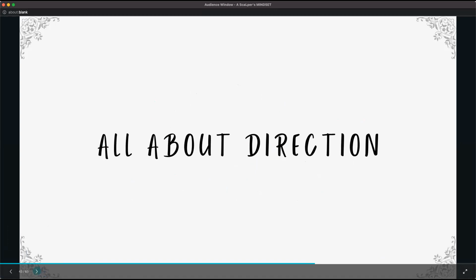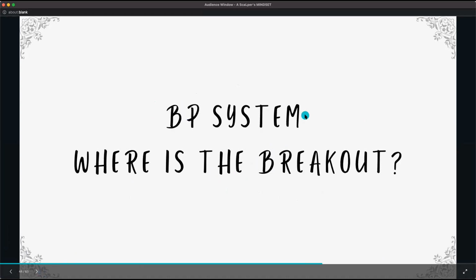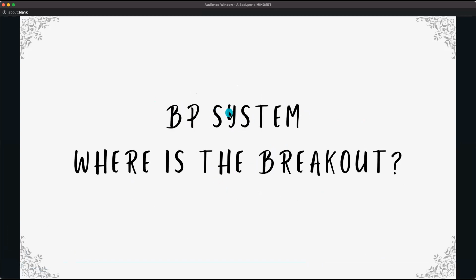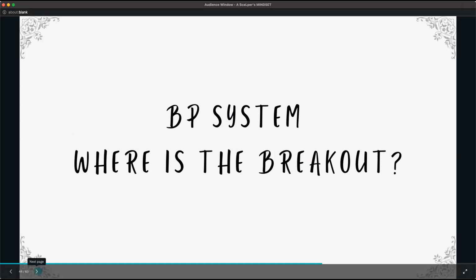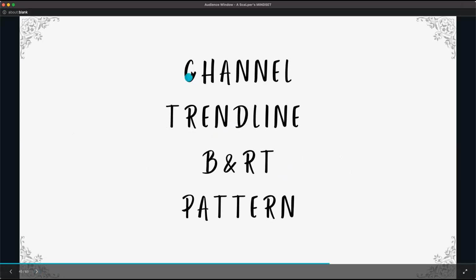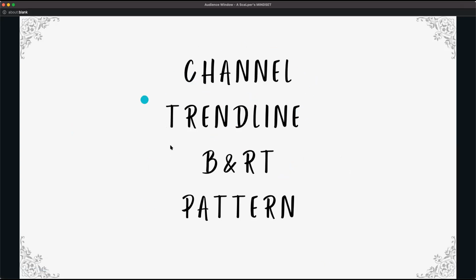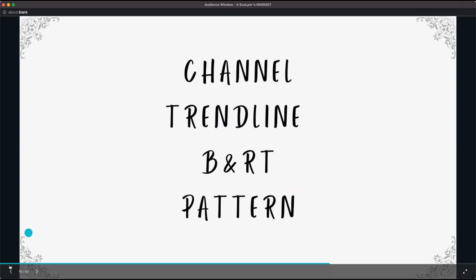It's all about direction. The BP system is just the breakout pullback system, which we'll go over in an actual chart. The first question you need to ask yourself is, where is the breakout? When you're on your charts from a higher time frame, we need to understand where the breakout happened. We can have breakouts in either a channel, a trend line, a break and retest, or a pattern. You'll learn about patterns later.